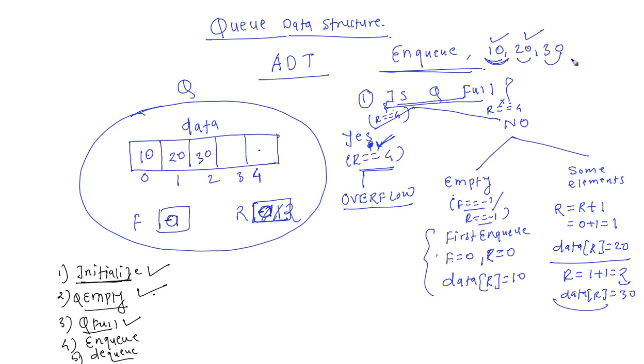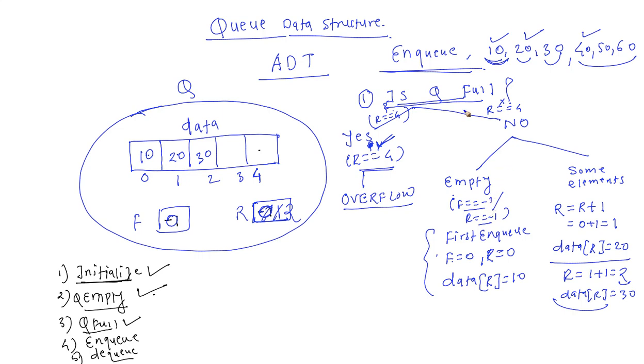So let's perform a few more NQ operations, 40, 50 and 60. To insert 40, the first question, is the queue full? No, the queue is not full. R is not 4. So is the queue empty? The queue is not empty.